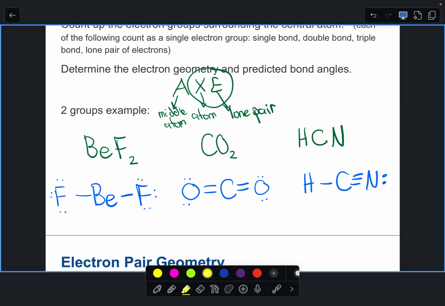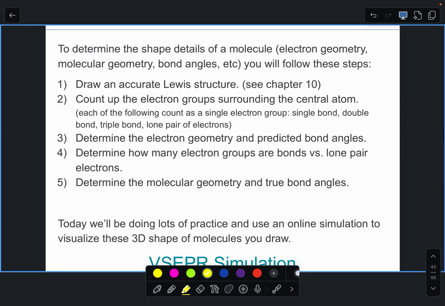So if you look back at your 1, 2, 3, 4, 5 steps, it's on number 2, it says count the electron groups surrounding the central atom. An electron group can be a single bond, it can be a lone pair of electrons, or it can be a double bond or a triple bond. Double bonds and triple bonds count as 1 electron group because they take up the same physical space.